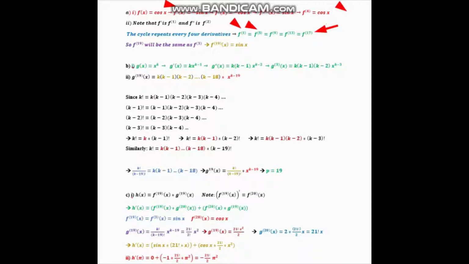This gives me f3. In other words, since f19 is two derivatives away from f17, this is going to be the same as something that is two derivatives away from f1. There is your f1, there is your f3, which is two derivatives away from f1. Hence, f19 is going to be the same as f3, which is sine x.